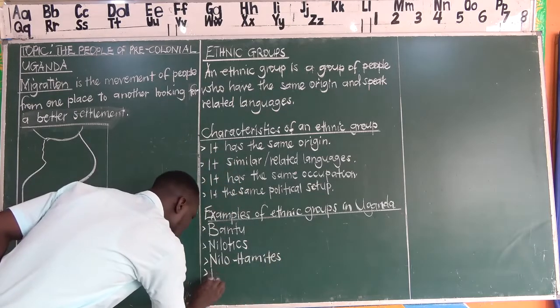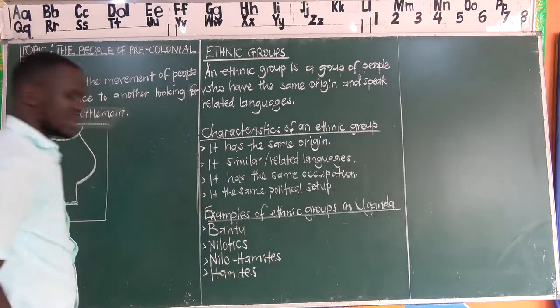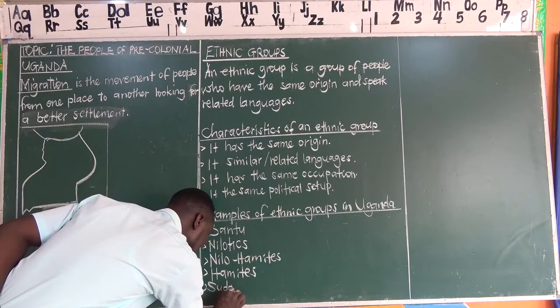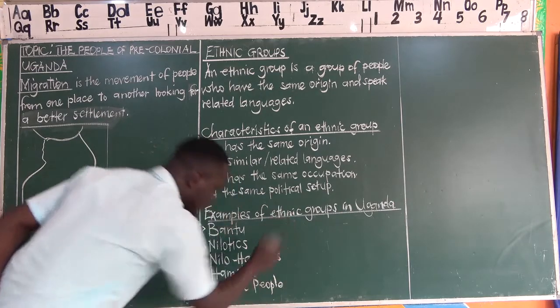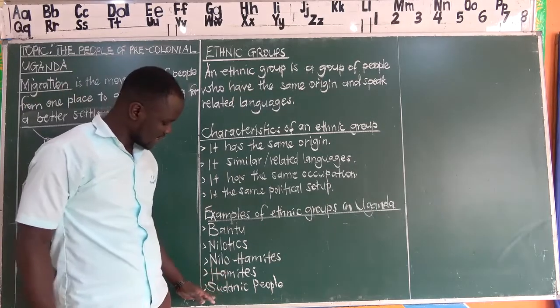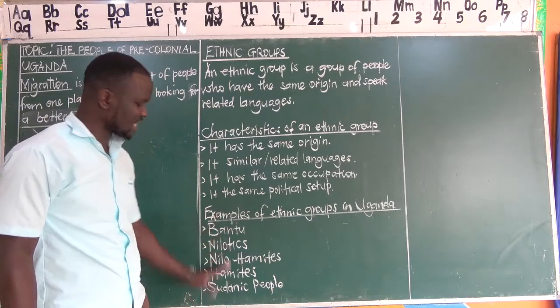Then 4, we shall also have what we call the Hamites. And lastly, we shall have what we call the Sudanic people. So I believe you are following your book, and we are together. We are on page 2 now. That's where we have reached.